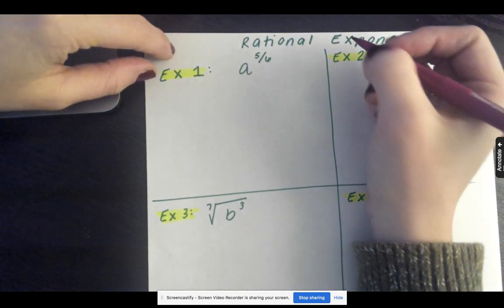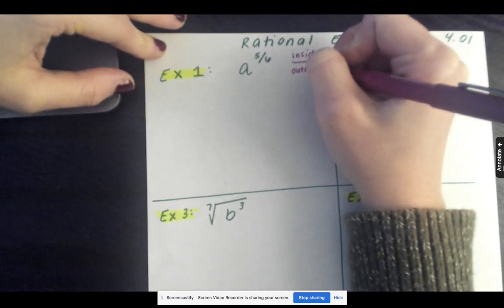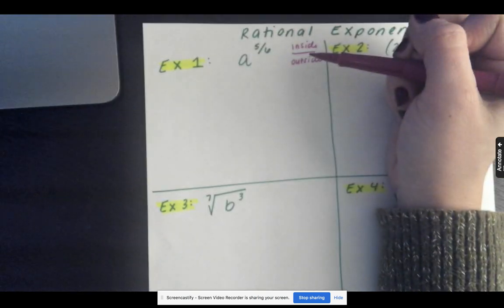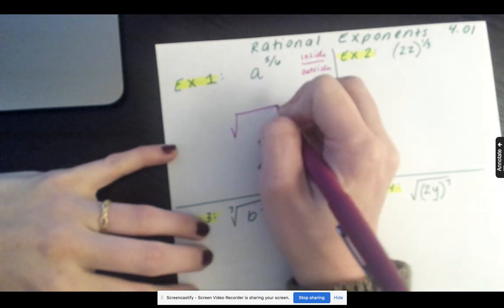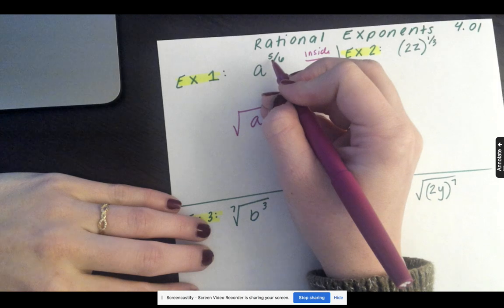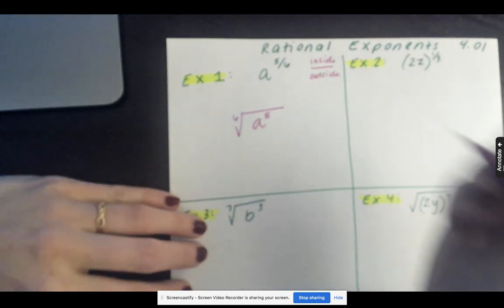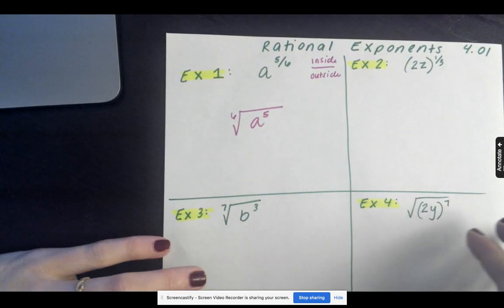The thing that you need to remember with this is inside over outside. Okay, so that means that the number in the numerator is going to go on the inside, and the number in the denominator is going to go on the outside. So I have my radical sign. Since the numerator is 5, the inside will be 5, and then this is the 6th root. Okay, and that's it. Inside over outside.